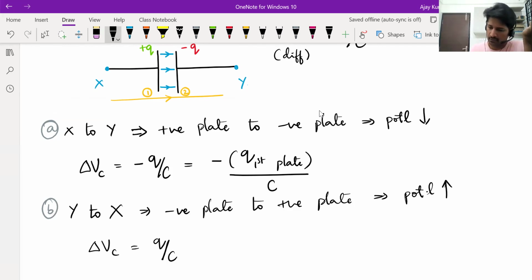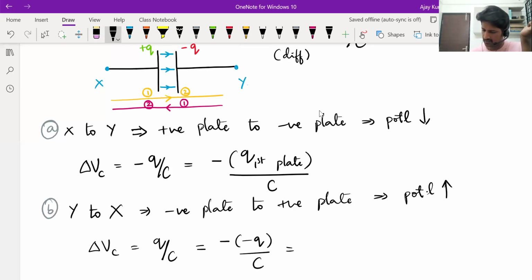Suppose you are going from Y to X. If you are going from Y to X this way, the right plate is the first one, the left plate is the second one. Okay. And you will again see that, see Q, when you are going from Y to X, the potential change is Q by C. You can write it as minus of minus Q by C.